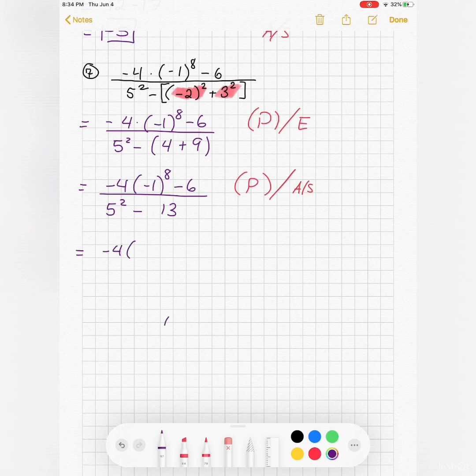-1 to an even power. Remember that's -1 times -1, and then you have an even number of these. So it's 1 times 1 times 1. This is just 1. So what did I do in that step? In that step, I applied exponents. Now my multiplication.